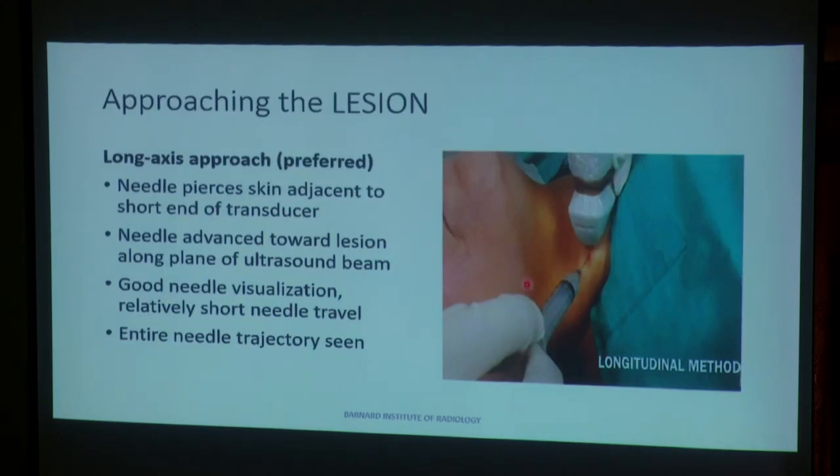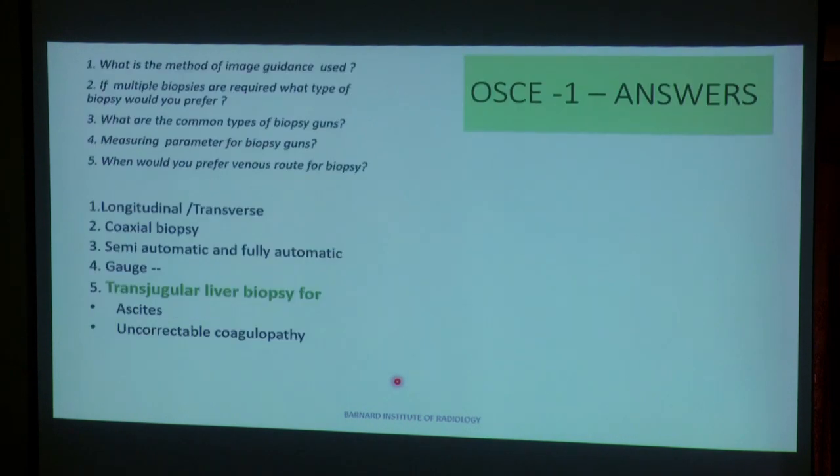So the approach to the lesion is either the long axis or the in-plane method, where the needle is inserted by the side of the probe. The advantage is we see the whole needle route through the ultrasound image. So you can find out where the needle is going, where it is pointed, and you can change the route. Good needle visualization is a characteristic of the longitudinal or long axis approach, and the entire needle trajectory will be seen.